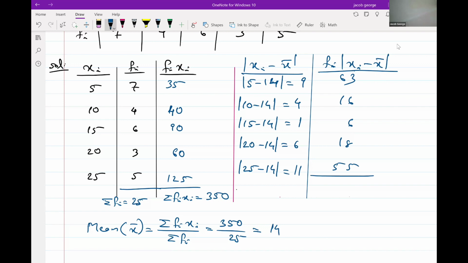Sigma Fi into modulus xi minus x bar. How much you got? Correct answer. Yes, others please. Those who completed. Sigma Fi into modulus xi minus x bar is equal to 158. Done.